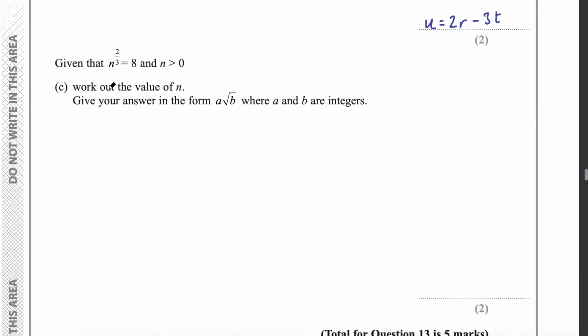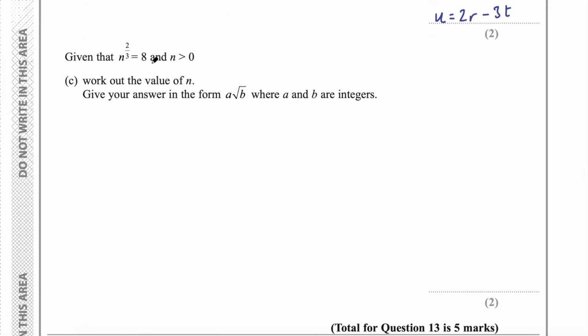Part C says, given that n to the power of 2 on 3 equals 8 and n is greater than 0, work out the value of n. Give your answer in the form a root b, where a and b are integers. Okay, so n to the power of 2 on 3 equals 8. You need to understand what this means. This can also be written as the cube root of n squared equals 8. Now actually another way of writing 8 is 2 cubed.